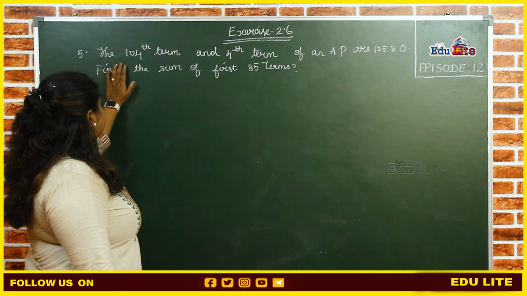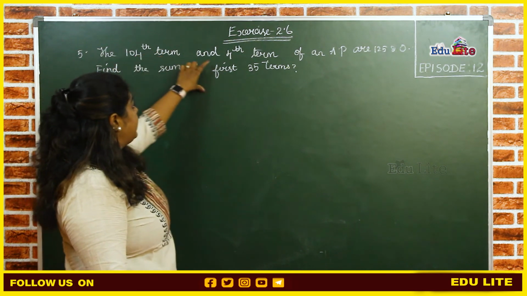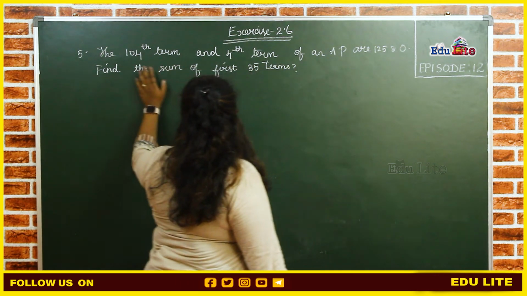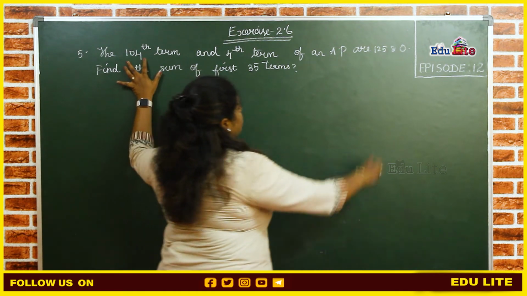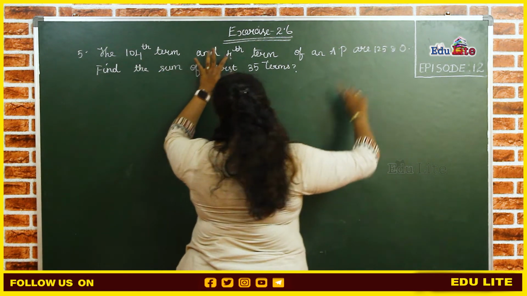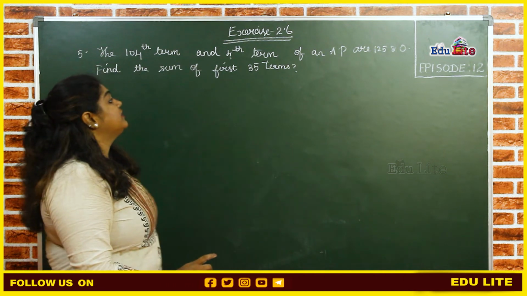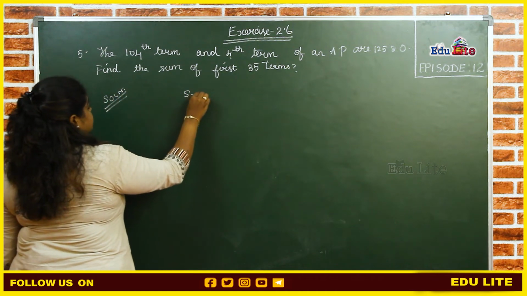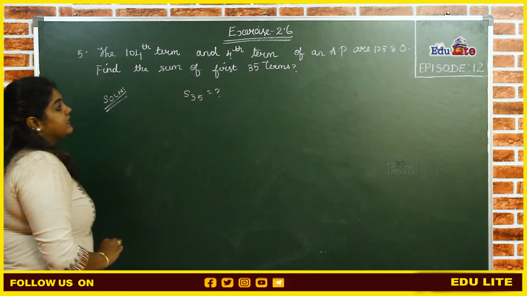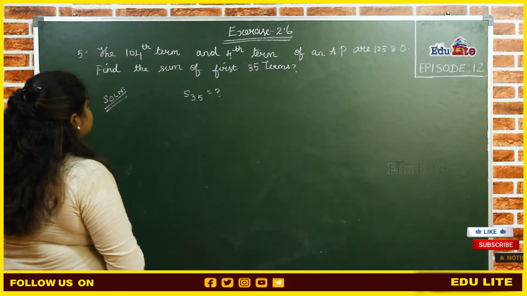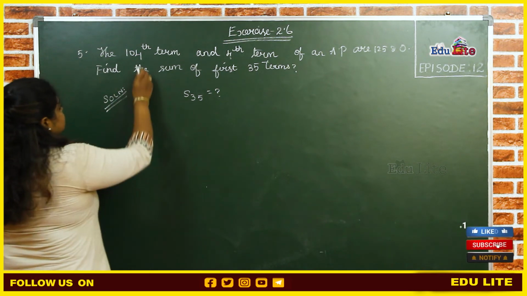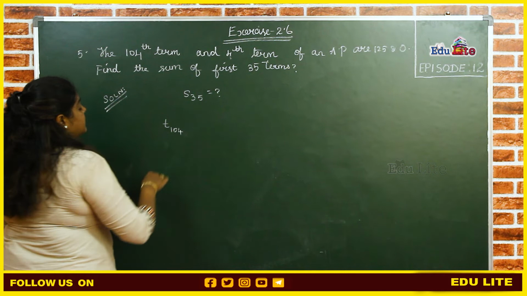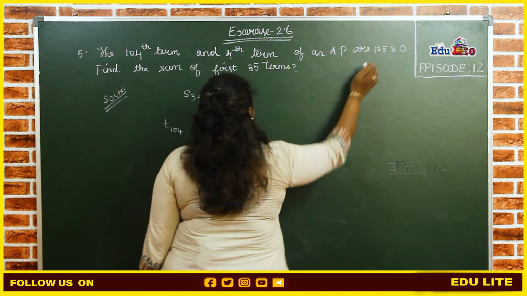In the fifth problem, we are given that the 104th term and 4th term of an AP are 125 and 0, which means the 104th term is 125 and the 4th term is 0. We have to find the sum of first 35 terms, which means we have to find the value of S35. So with the given hints, we will find out the required values A and D. So first it is given as the 104th term, expressed as T104, which is given as 125.